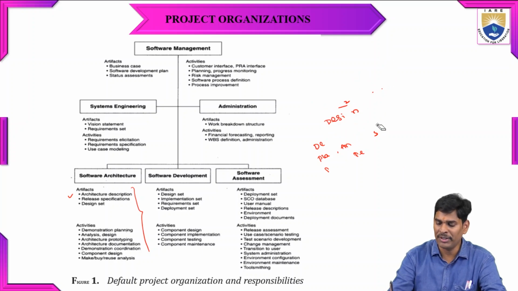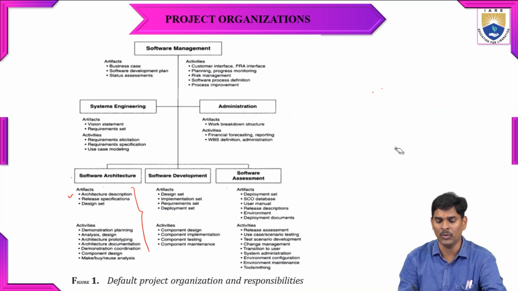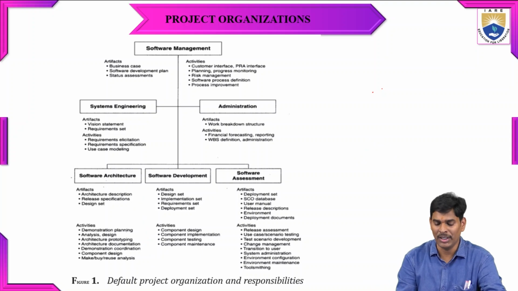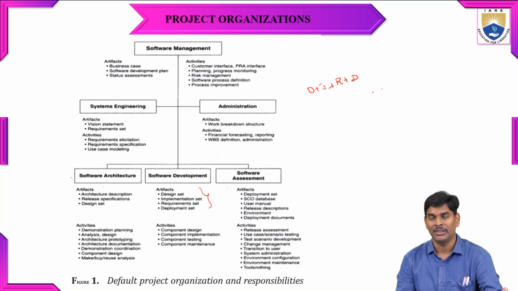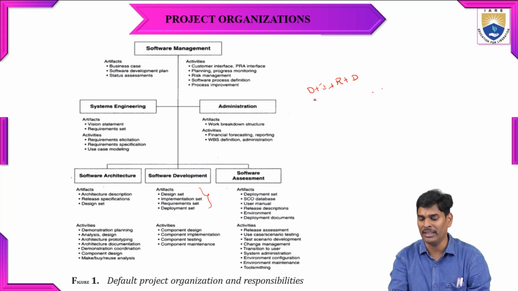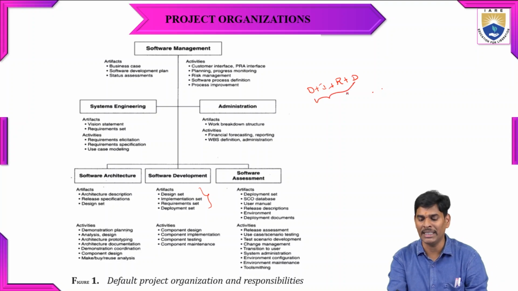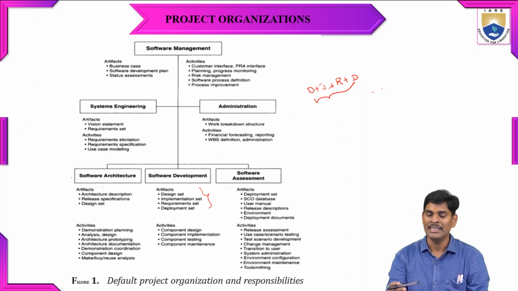Okay, and the next one is software development. We know that software development is mainly used to implement the coding part. In this software development, they need to verify the different types of artifacts such as the design part, implementation, requirements, and deployment. So in these artifacts, they need to check design, implementation, requirement, and maintenance. Deployment can also be called the maintenance set.